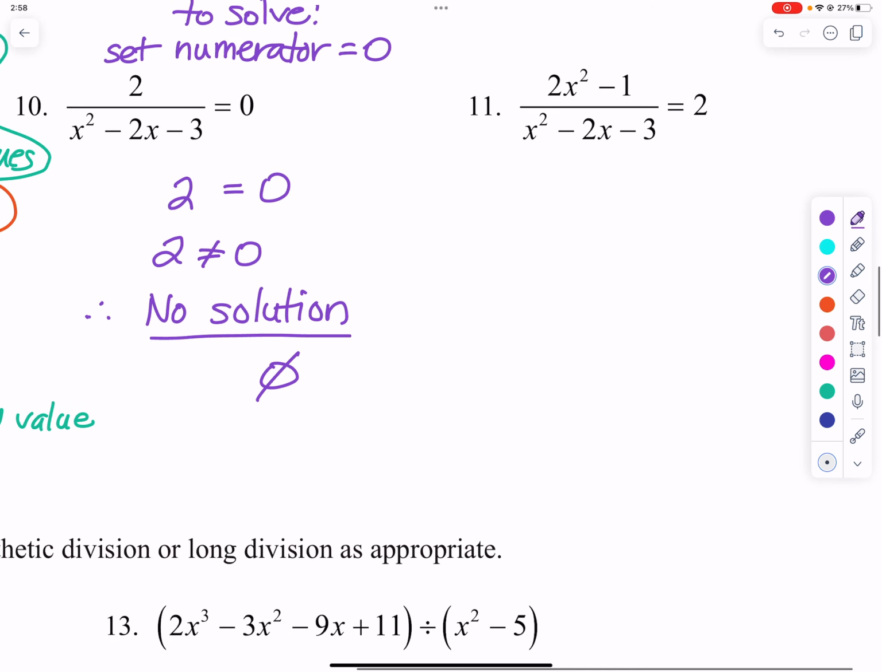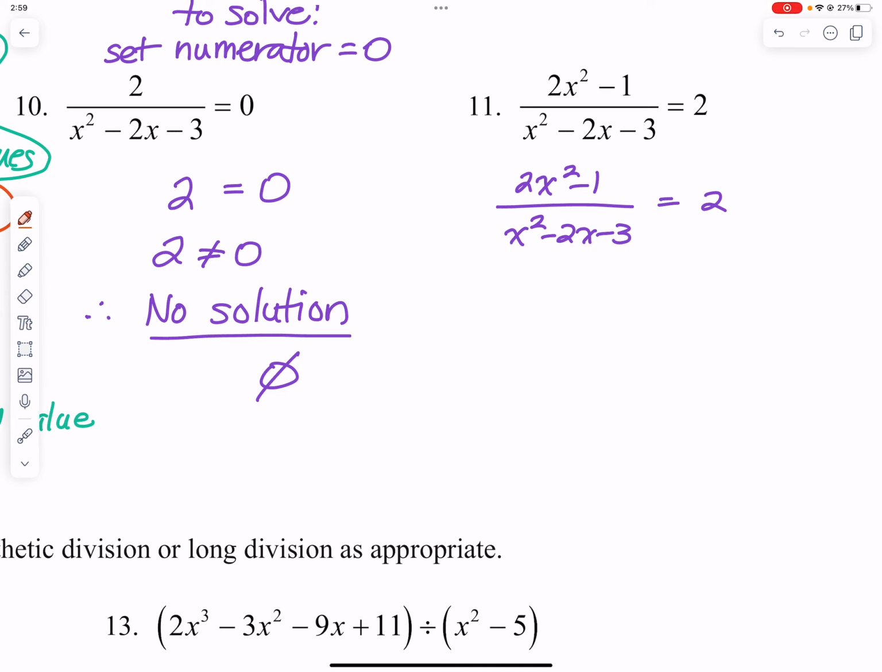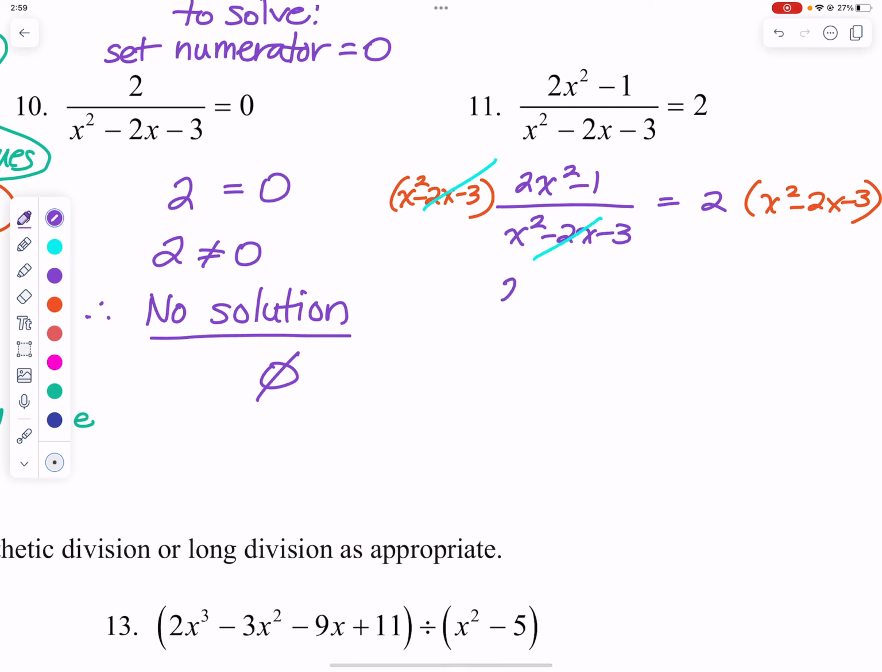Okay, looking at number 11, what we have here is we will multiply. Let's get this written down a little bit better. And we will multiply both sides by that denominator. And here you can see that those cancel, and we get 2x squared minus 1 equals 2x squared minus 4x minus 6. So setting this equal to 0, I'll go ahead and write this out.